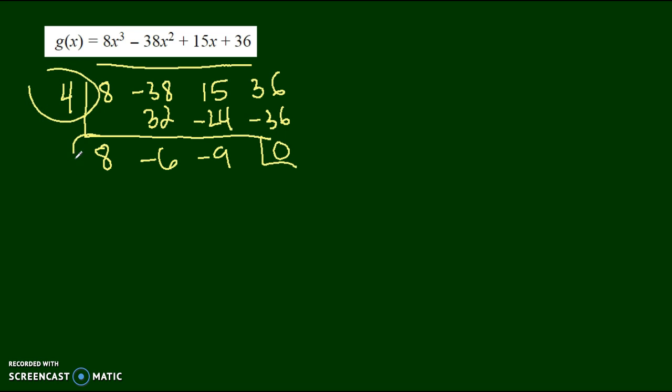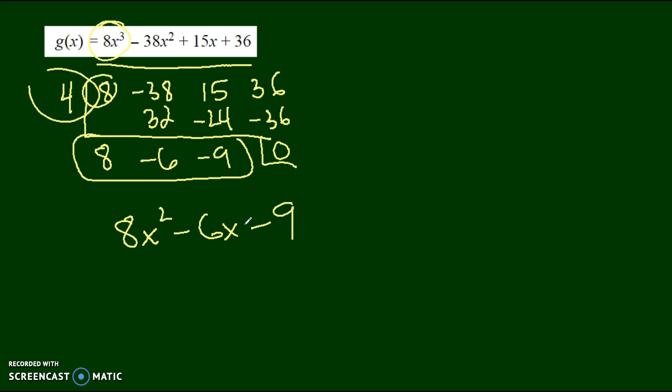To find the remaining 2, we're going to use this quadratic. How do I know it's quadratic? Because this 8 was 8x cubed, so this 8 is 8x squared, minus 6x minus 9. And maybe this factors, we'll try.